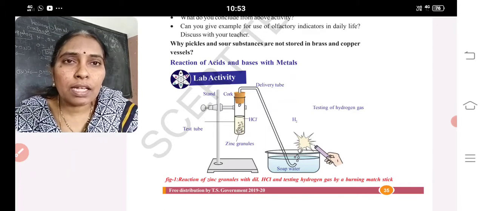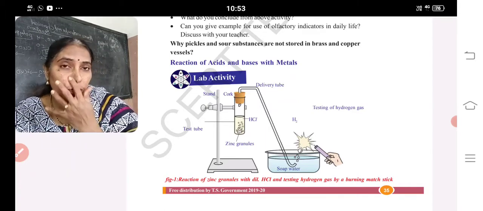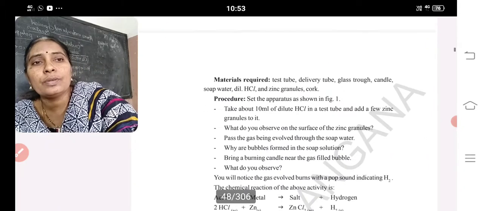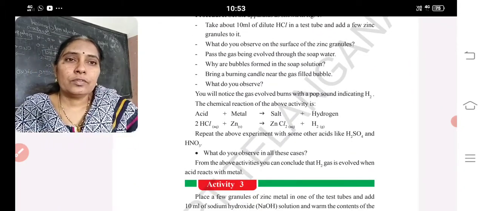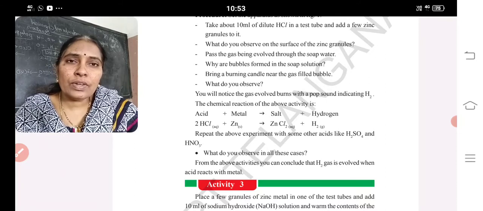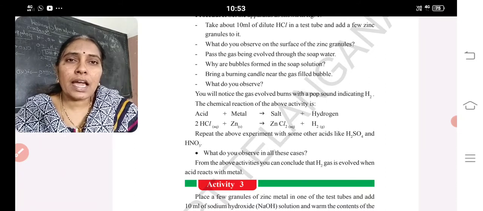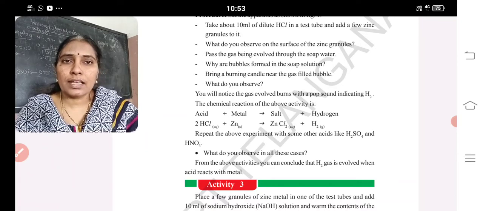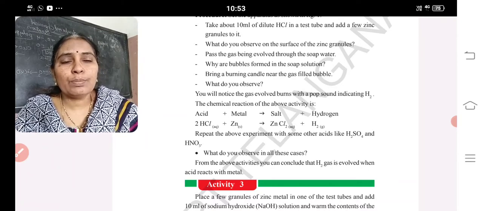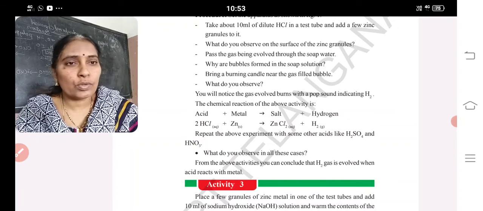So what is your aim? Reaction of acids with metals. What did you observe from this? Any acid when it reacts with a metal liberates hydrogen gas. How will you know that the gas is hydrogen gas? It puts off a burning splinter. So it is said to be hydrogen gas.